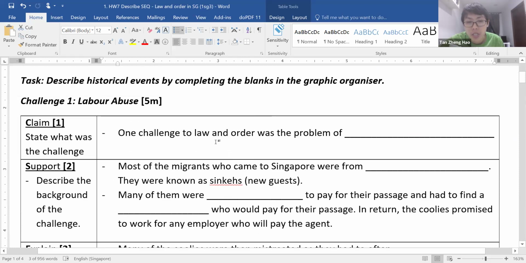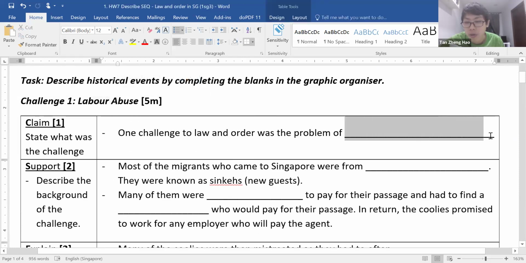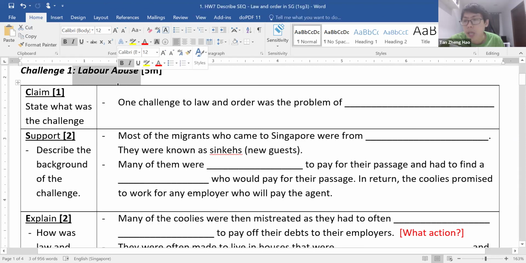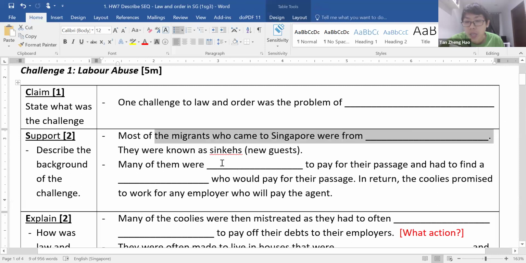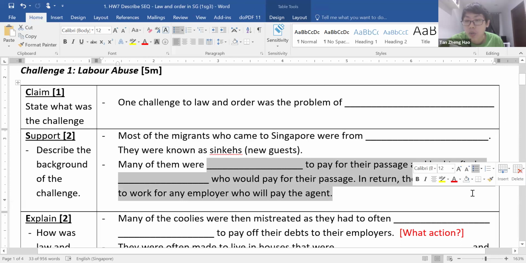And last but not least, labor abuse is also a challenge. So one challenge to law and order was the problem of labor abuse. You fill it up here. Then you describe a little bit more who were the laborers in Singapore? Where did they come from? Which country? What did they have to do to come to Singapore to work? Okay, who did they have to get money from and so on?